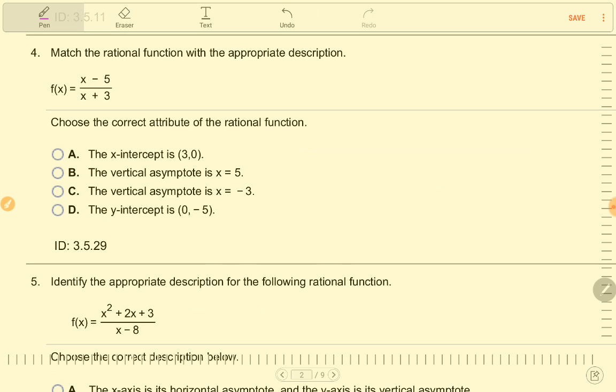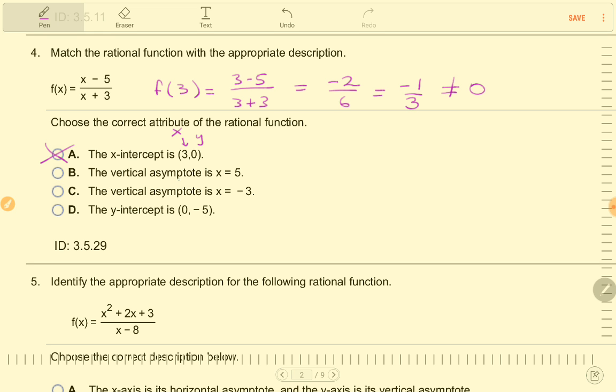Number 4 says match the rational function with the appropriate description. It says that the x-intercept (3, 0) is on the graph. Well, let's check that out. Let's see if we input x equals 3, do we get y equals 0? So f of 3 gives us negative 2 over 6, or negative 1 over 3. So that is certainly not 0, so this one doesn't hold true.